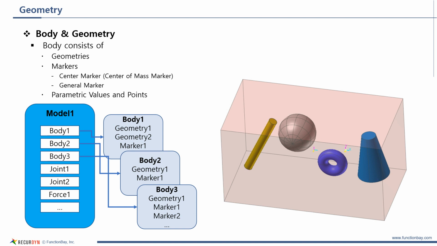Let me explain geometry, which is inevitable to describe body. Body consists of geometries, markers, and parametric value and points. Let's assume that there are 3 bodies in a system. Each body can have more than 2 geometries and 2 markers. For example, these 4 geometries are included in one body.